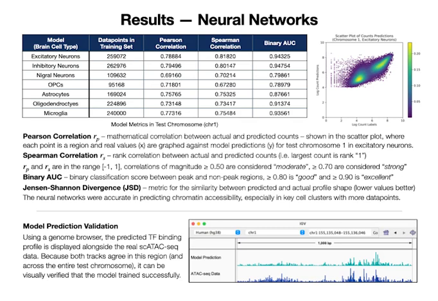Overall, the CNN models achieved high accuracies, with Pearson and Spearman correlations around 0.75 and binary AUC scores around 0.9. These values mean the model accurately predicted levels of TF binding, a regression metric, and could clearly distinguish between peak and non-peak regions, a classification metric.